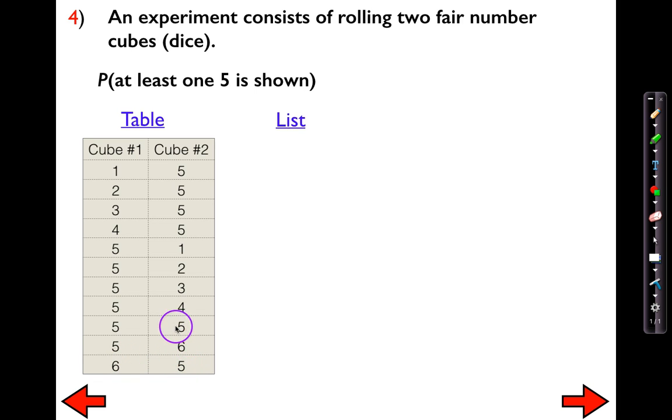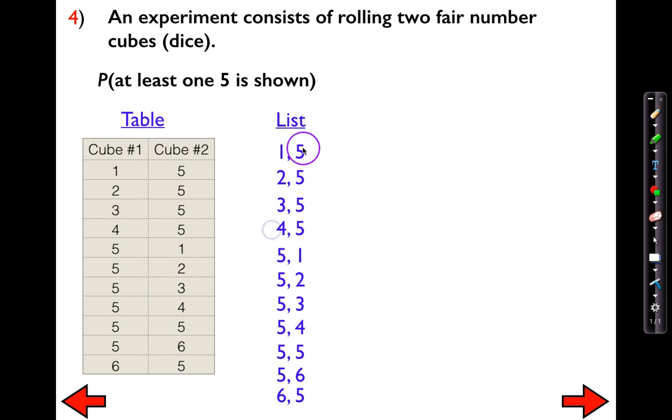Okay, so for a list, you would go through the same thing. You would list them all out. So it's very similar to a table. It's just whatever you're more comfortable with. And then, in order to determine the sample space, the total number of outcomes, I'm going to say there's 6 options for cube 1, 6 outcomes for cube 2, so altogether there are 36 outcomes.